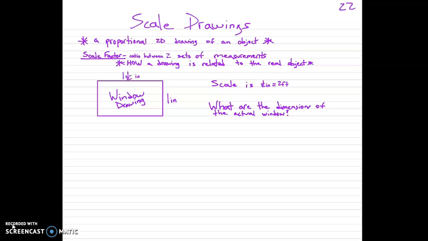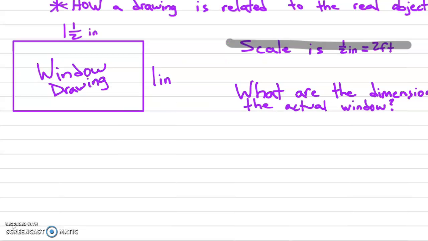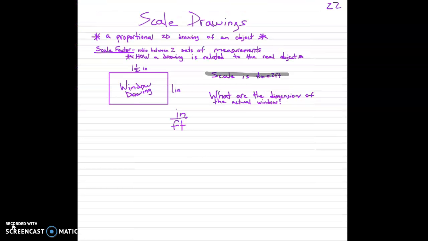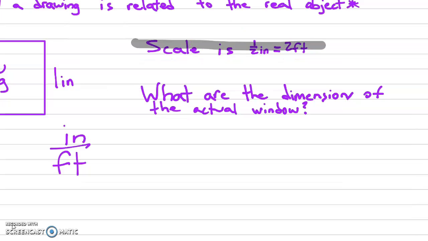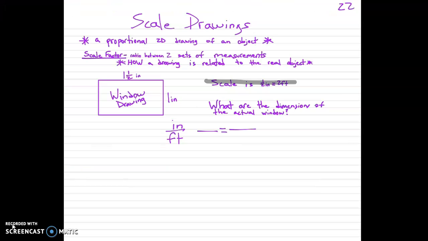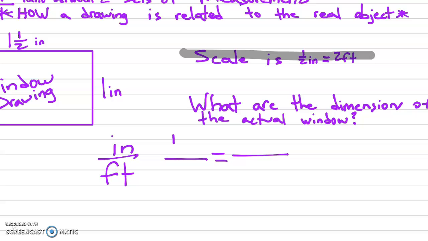So what do we have in our scale? We have 2 things in our scale. That's what we want to focus on. We have inches and feet, right? So we have inches and feet. Okay? So our scale, you can go ahead and create your proportion. Our scale is 1/2 of an inch and 2 feet.